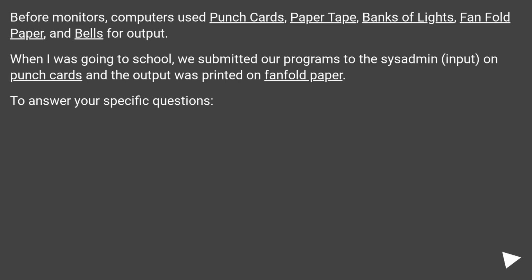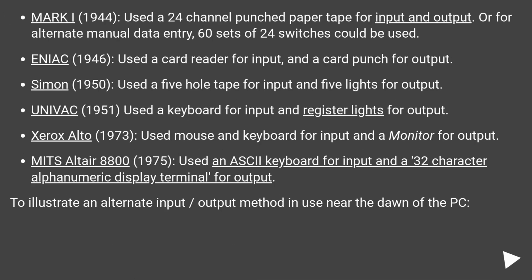To answer your specific questions. Mark I, 1944, used a 24-channel punched paper tape for input and output. Or for alternate manual data entry, 60 sets of 24 switches could be used. ENIAC, 1946, used a card reader for input, and a card punch for output. Simon, 1950, used a 5-hole tape for input and 5 lights for output. UNIVAC, 1951, used a keyboard for input and register lights for output.